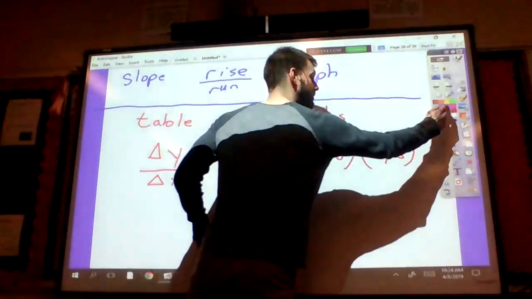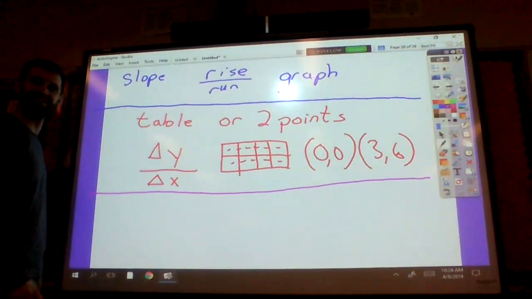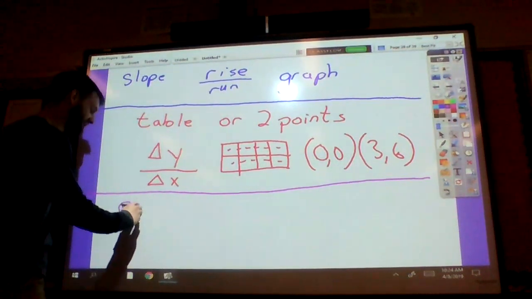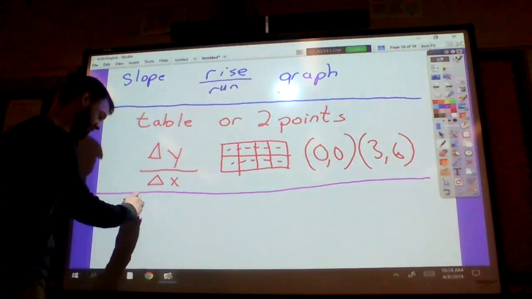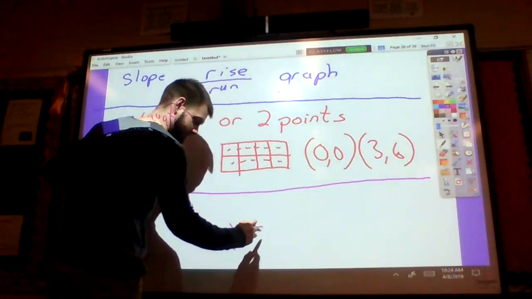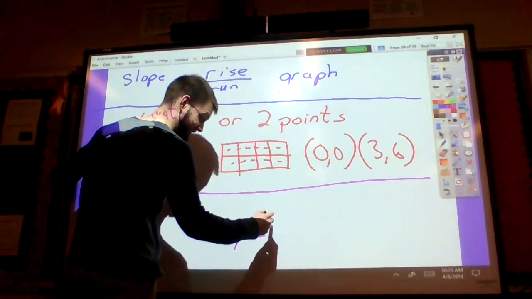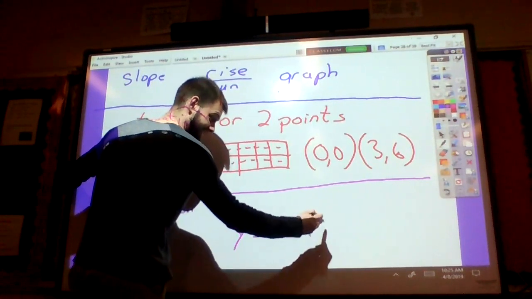And the third way, the hardest way, the equation. I was kidding, by the way. I was facetious. It's not the hardest way. This is the easiest way. If you don't know how to find this one, you're struggling in here.